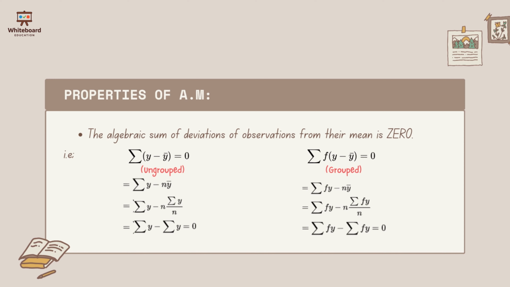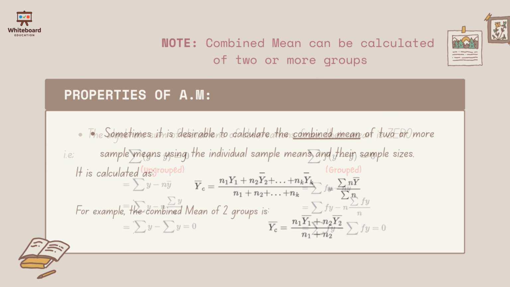In ungrouped we see that the summation y minus y bar equals summation y separately, n minus n y bar. We know that y bar equals summation y over n. So here we can just cancel out both the n's, leaving just the summation y. Hence when we subtract summation y minus summation y, it obviously leads to 0. For grouped data it is the same, only with the addition of frequency f. Next property.